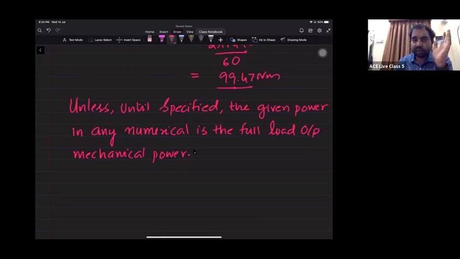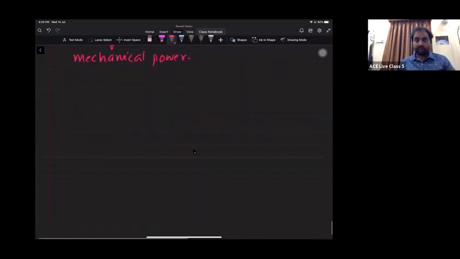Why? Because you are neglecting the core losses, so at minimum you have to consider the rotor copper losses. If you neglect them, then your answer would have been something else. So you cannot neglect the rotor copper losses unless and until it is given as neglected. I hope this point is clear. Confirm me all of you. Right. So we have calculated the rotor input, rotor losses, and the rotor output.